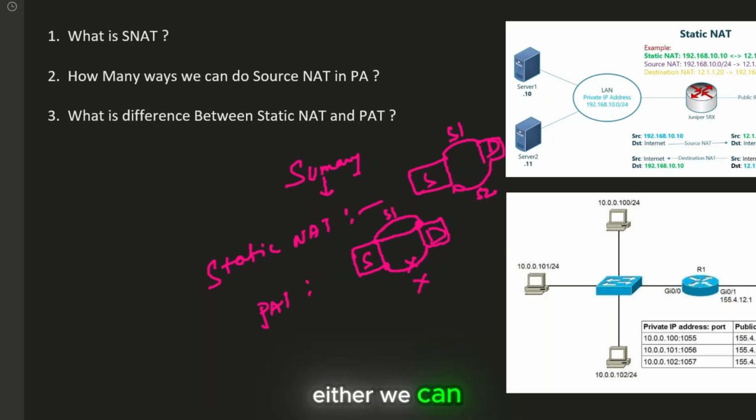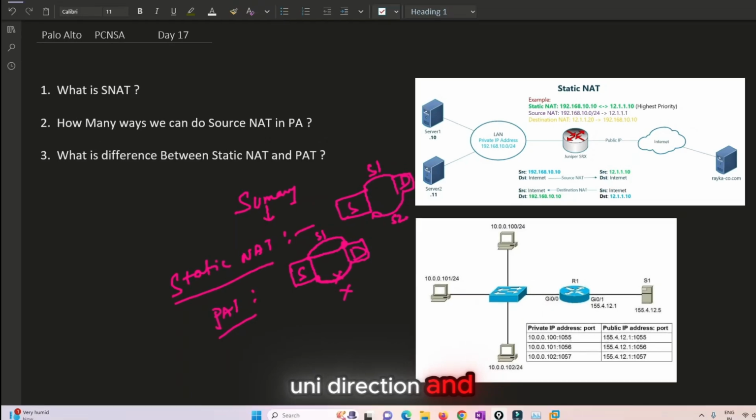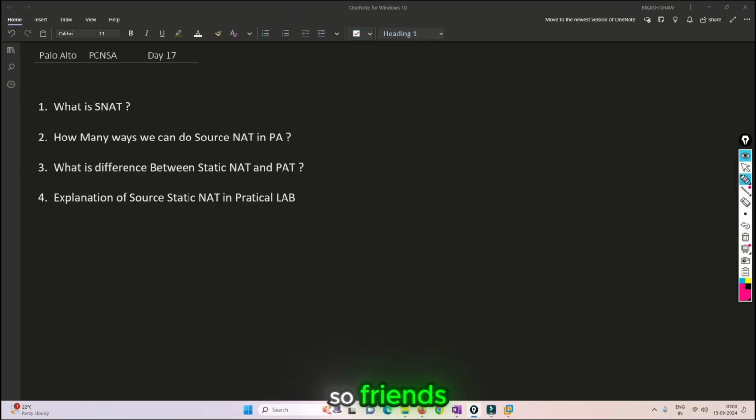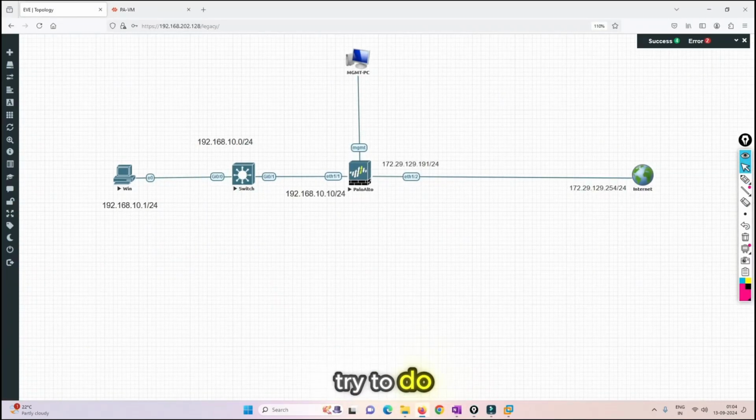Now, we can set the destination. We'll talk about destination NAT, where this can happen the opposite way, but I'm not making this complex. Right now we are focusing on source NAT, so just focus on source NAT. In static NAT, both ways are possible. In PAT, one way is possible, so it is unidirectional and that is bidirectional. So friends, let's move on to the lab and we'll try to do source static NAT in our practical lab.